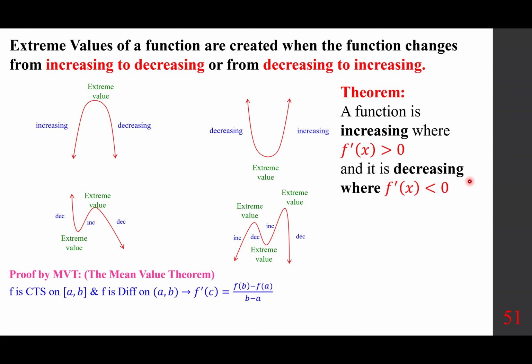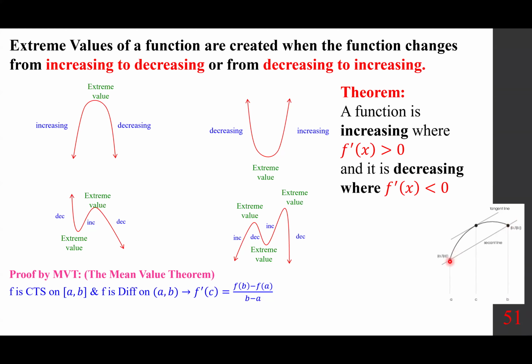Now we can prove this by the mean value theorem, by the way. According to the mean value theorem, if f is continuous on the closed interval of a to b and differentiable in the open interval of a to b, then f prime of c must be f of b minus f of a over b minus a, and it's equivalent to saying f of b minus f of a is the product of these two pieces. In other words, f of b minus f of a is f prime of c times b minus a.